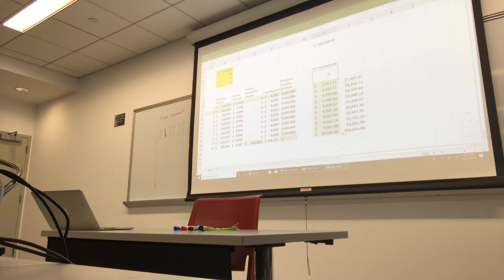This is with my own calculation. And this is with the Excel formula. This is with my own calculation, and this is with my Excel formula. The numbers are exactly the same.